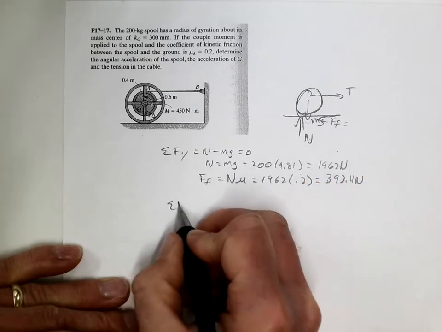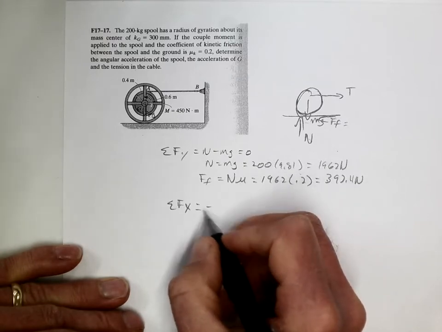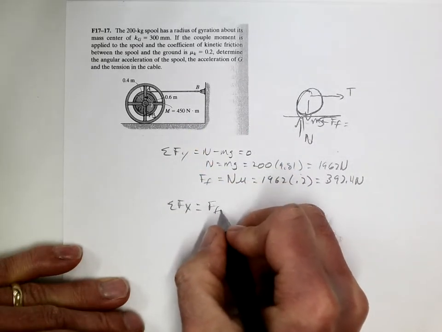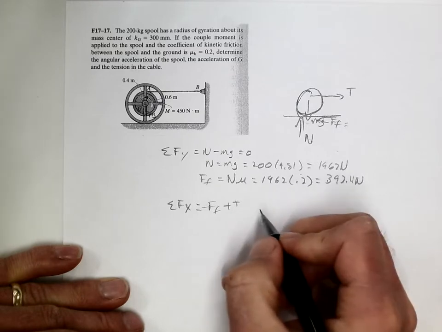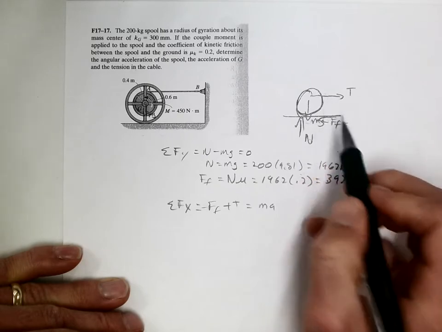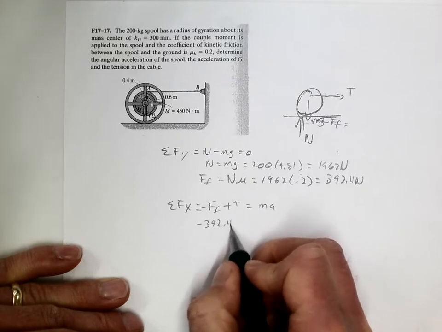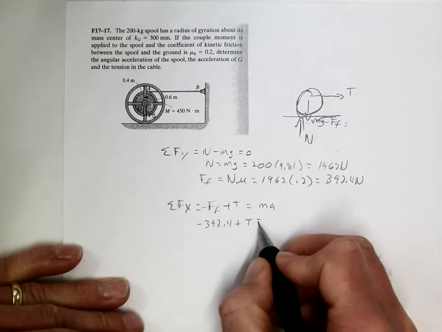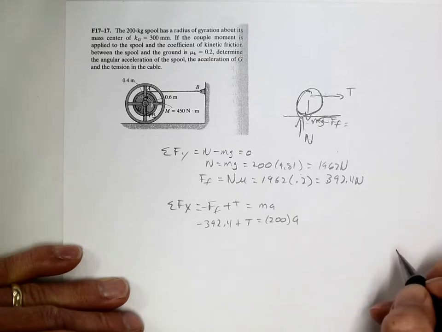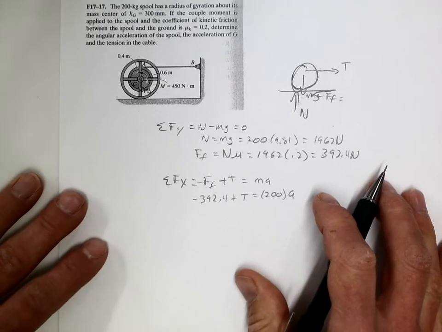Now summing the forces in the x direction, we get the force of friction in the negative direction, plus the tension, and that is going to be equal to the mass times the acceleration. Those are the only two forces in the x direction. So negative 392.4 plus the tension, which we don't know, is equal to the mass 200 times the acceleration. Obviously we have two unknowns, so let's go on to write the moment equation.